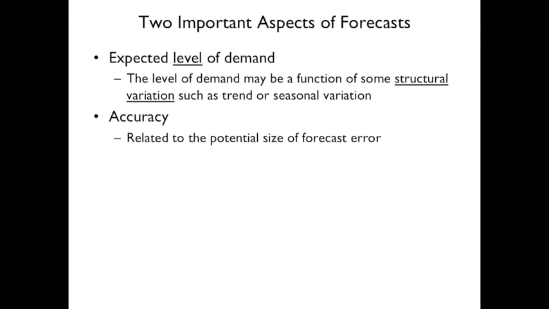So there's two important aspects of forecast. The first is the expected level of demand. So you assume that the demand is going to be based on some structural variation, such as a trend or a seasonal variation, and you're able to forecast that demand. The second is the accuracy. So how big is the potential error of this forecast?